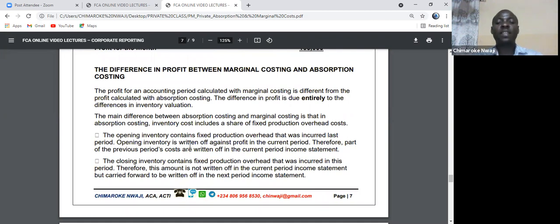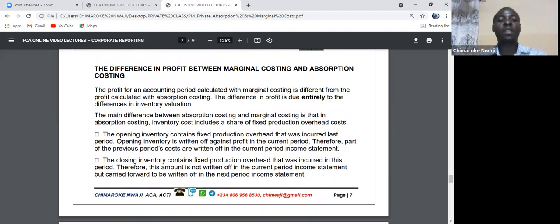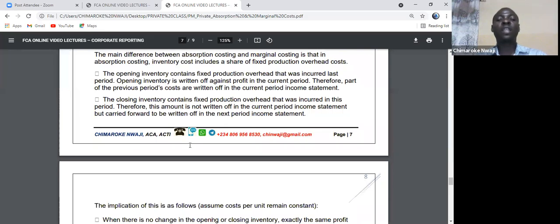Opening inventory is usually written off against the current period. And so therefore, part of the previous period cost is now coming into the current income statement. Don't worry too much about that. The closing inventory contains fixed production overhead that was incurred in this period. But the amount of closing inventory is not written off in this period, but it will be carried to the next period. Now, what is the implication?